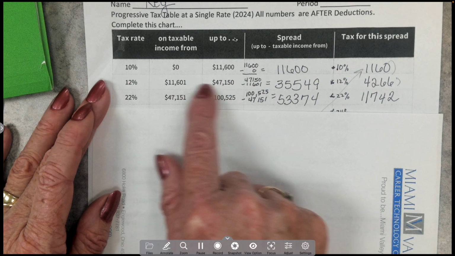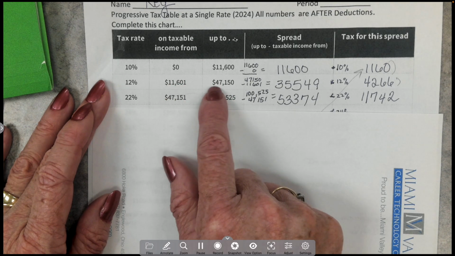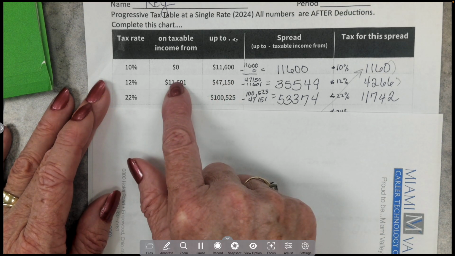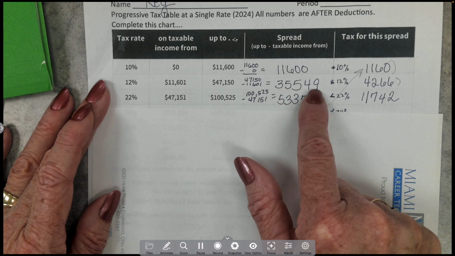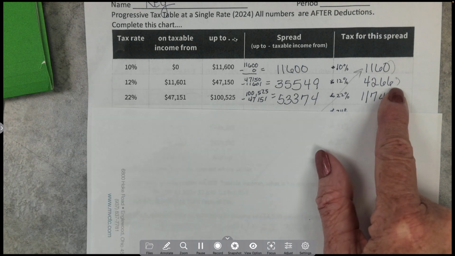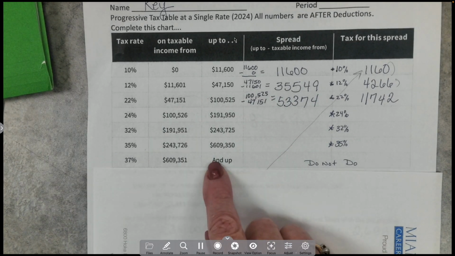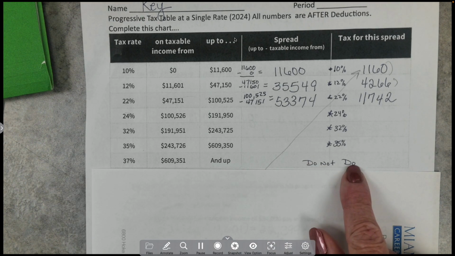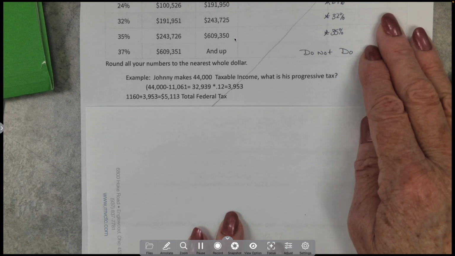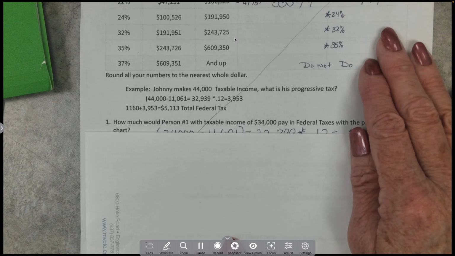The next taxable spread is going to be from 11,601 to 47,150. So we are going to take column 3 minus column 2. We're going to get this number, and again multiply it by whatever is at the beginning of that row, and we're going to get a number, so on and so forth. When it says "and up," we do not do that, okay? Down at the bottom I have given you an example, okay? So make sure you take a look at that, and I will do this first one with you.